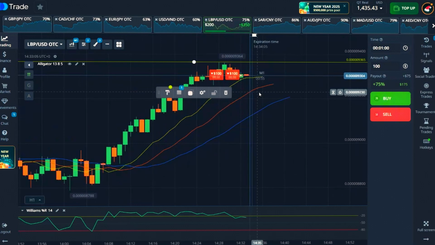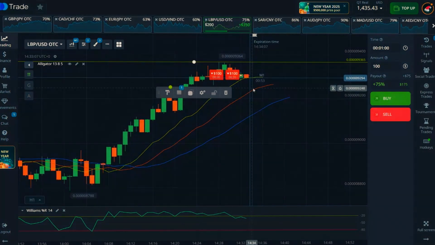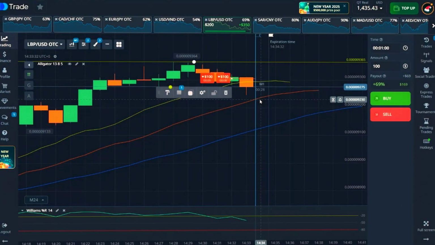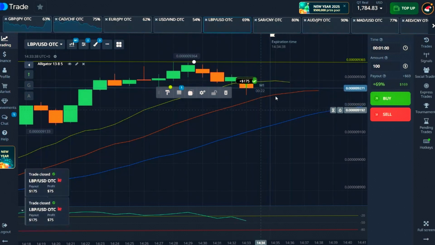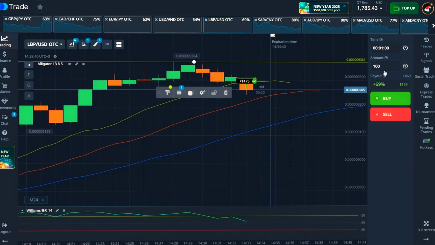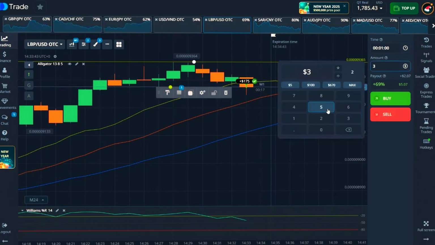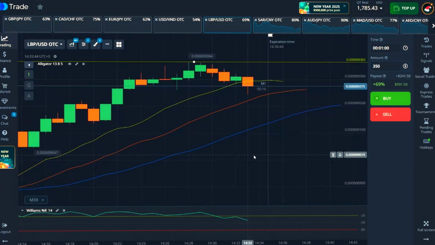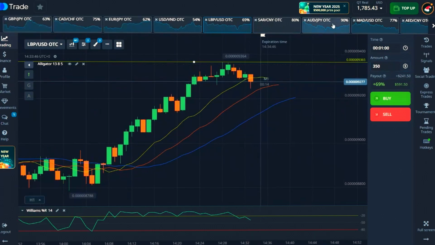So, friends, the reversal movement has occurred here. We have fixed the profit with you. We set $350 and move to the next currency pair. So, friends, we will work with this asset. Australian dollar, American dollar. The position here is for an increase.